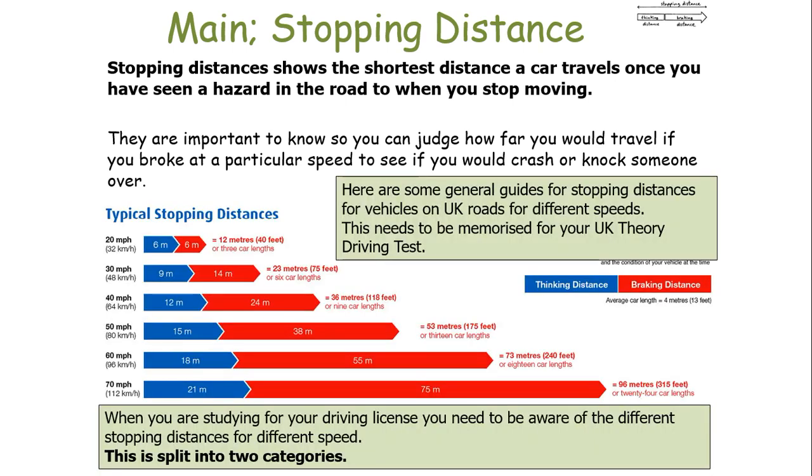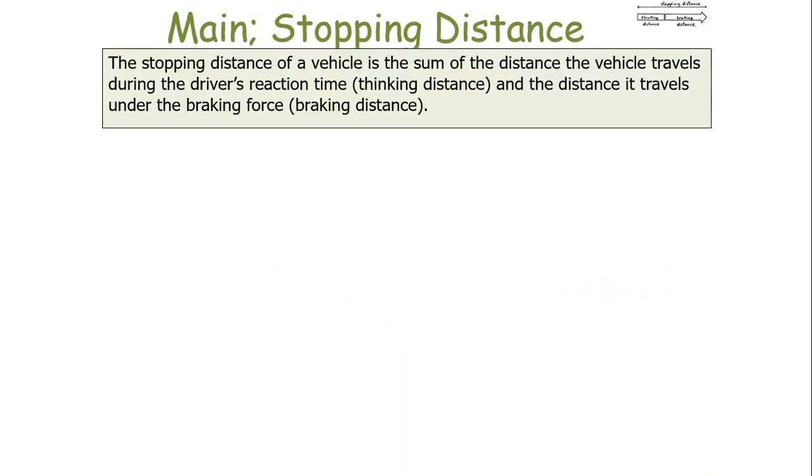Now, here are some general guides to stopping distances for vehicles on UK roads for different speeds. Now, whilst you don't need to be aware of this for your GCSE examination, this does need to be memorised for your UK theory driving test if you wish to pass it. So when you're studying for your driving licence, you need to be aware of the different stopping distances for different speeds. But we split the actual distances into two categories.